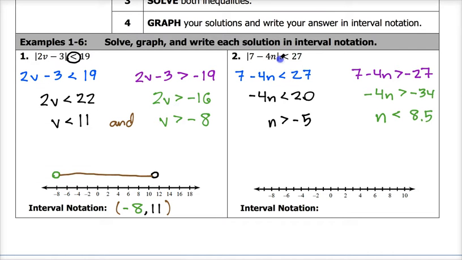Again, we're looking at the inequality symbol here to determine is this an and or an or. A less than here tells us this is going to be an and inequality. So I'm putting an open dot on negative 5 and an open dot on 8.5, which should be about right here. My shading is going in the middle. And the interval notation will look like this. Parentheses around both ends.